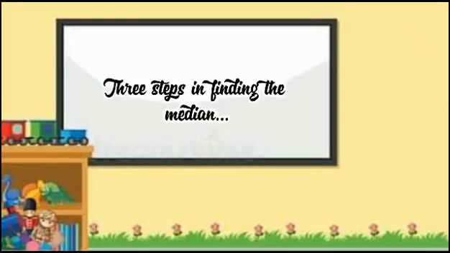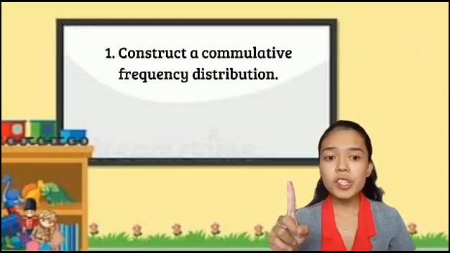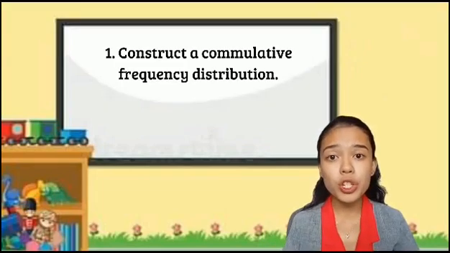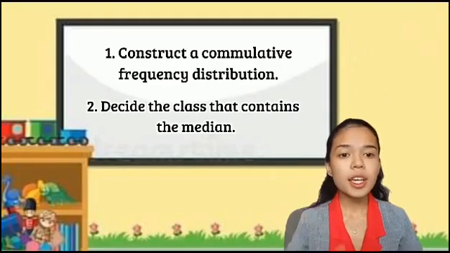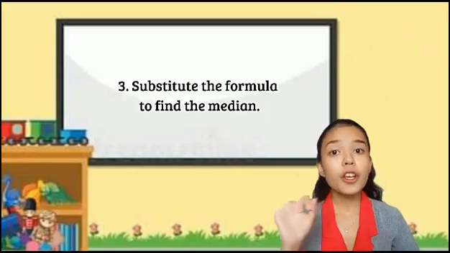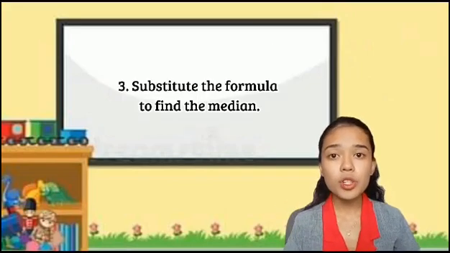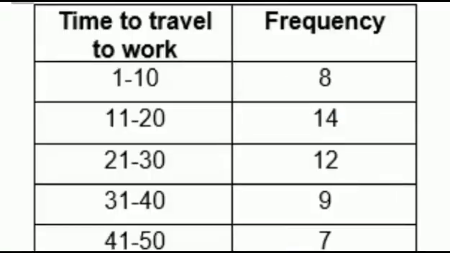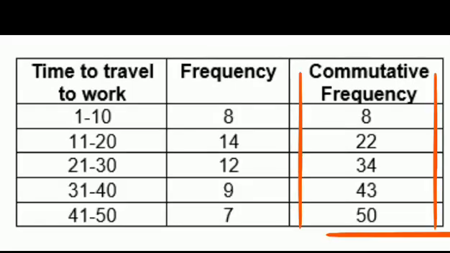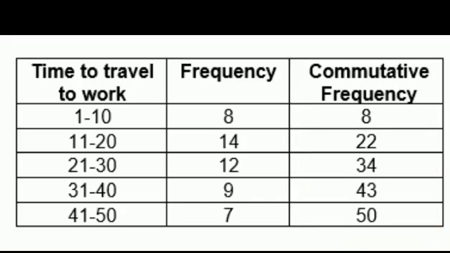There are 3 steps in finding the median. First is to construct a cumulative frequency distribution. Second is to decide the class that contains the median. Third is to substitute in the formula to find the median. So for example, first we have to construct the cumulative frequency distribution, and it is shown on the table. And we have to identify the class median.